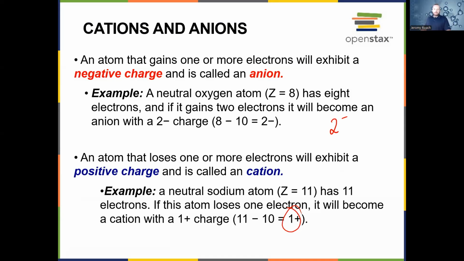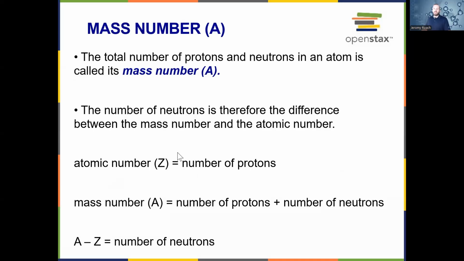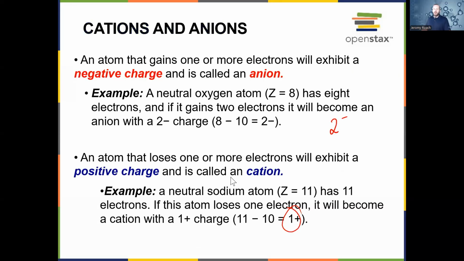So when we have a negatively charged ion, we call that an anion. So an example is we have a neutral oxygen atom where Z equals 8. Remember, Z is the atomic number of protons. So oxygen has 8 protons, and if it's neutral, it also has 8 electrons. If it gains 2 electrons, it will have a -2 charge. And we don't write -2, we write 2 negative.